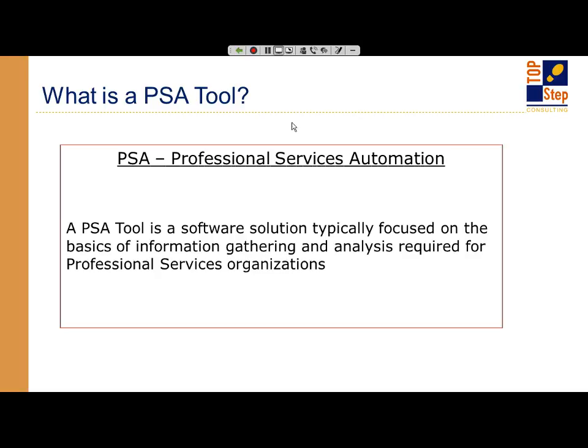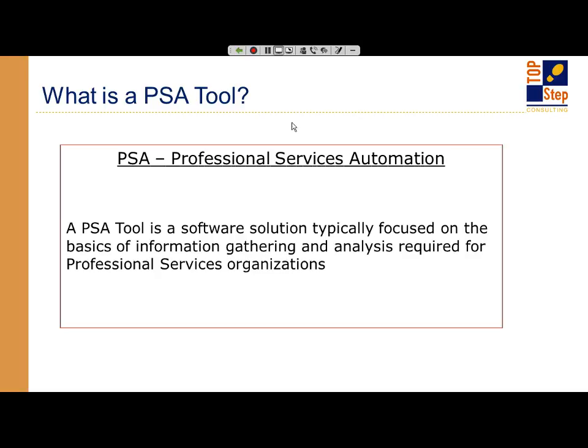Yes, it can build upon the concept of basic to be much more advanced and make sure there's compliance and adoption and processes, but at the end of the day, it's a way to gather the information so that you have some place to do the analysis and be able to have more real-time insight into the information going on within your organization. So there are a lot of PSA tools out there.